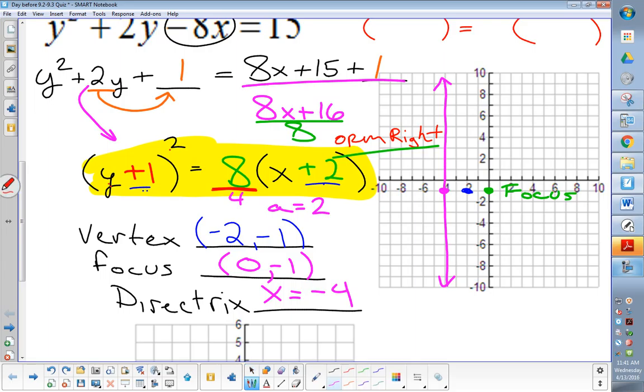Good. Last thing we're going to do is graph the width of this thing. So when you look at this equation, Dimitri, how wide is my graph going to be? 8. Whatever number is in front here. That tells you how wide it's going to be. So if it's 8, he's going to go from his focus up 4 and down 4. So from there, 1, 2, 3, 4. 1, 2, 3, 4. Parabola, parabola. There's my graph.